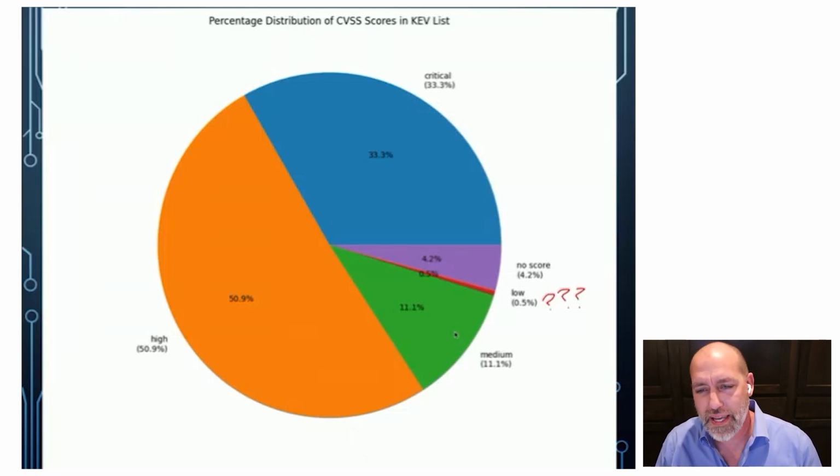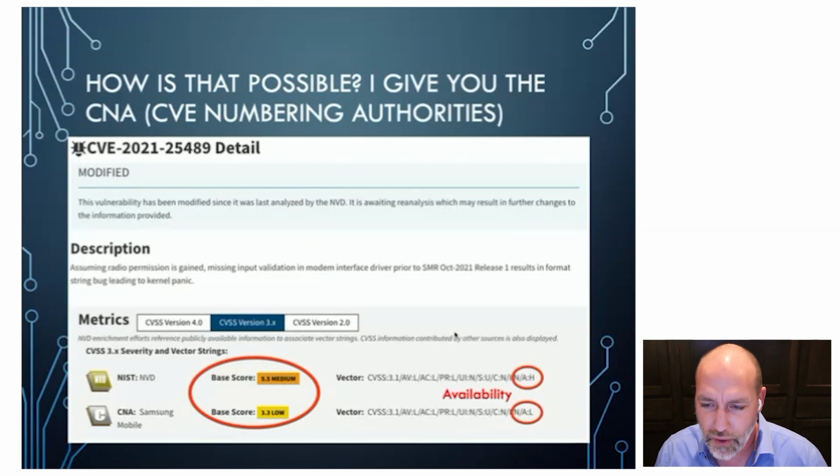And when I was looking at it, the more I looked at it, that low was just standing out like a sore thumb. I'm like, what is going on with that low? So I found one. This is a Samsung vulnerability that is currently being exploited. If you notice, the NVD ranked it as a medium, and Samsung changed the availability score, meaning the availability of the device goes from a high to a low. And so that changed their base score, presumably to a 3.3 low, despite the fact that it is currently being exploited.